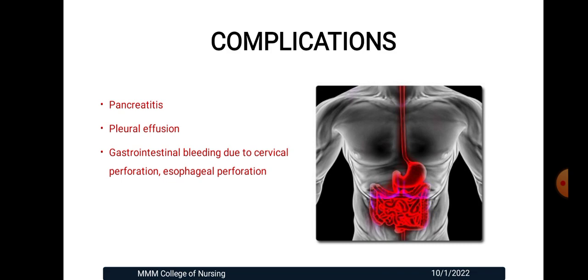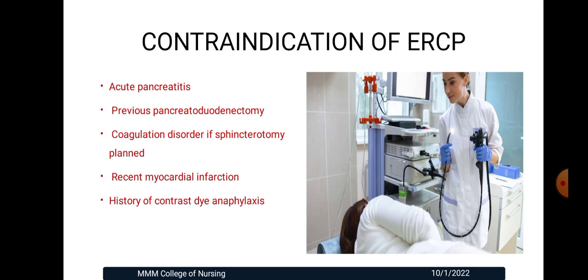Complications: pancreatitis, pleural effusion, gastrointestinal bleeding, duodenal perforation, esophageal perforation. Contraindications of ERCP: acute pancreatitis, previous pancreaticoduodenectomy, coagulation disorder if sphincterotomy is planned, recent myocardial infarction, history of contrast dye anaphylaxis.